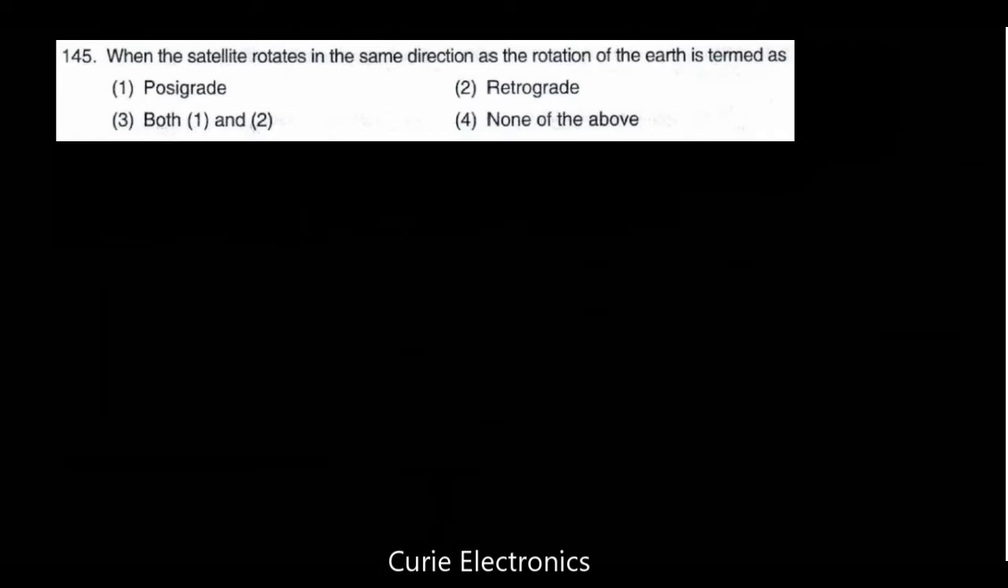When the satellite rotates in the same direction as the rotation of Earth, then it is a posigrade satellite. This is known as posigrade. If it is reverse, just opposite to the rotation of Earth, then it is retrograde. So posigrade means the direction of rotation is the same as Earth's rotation.